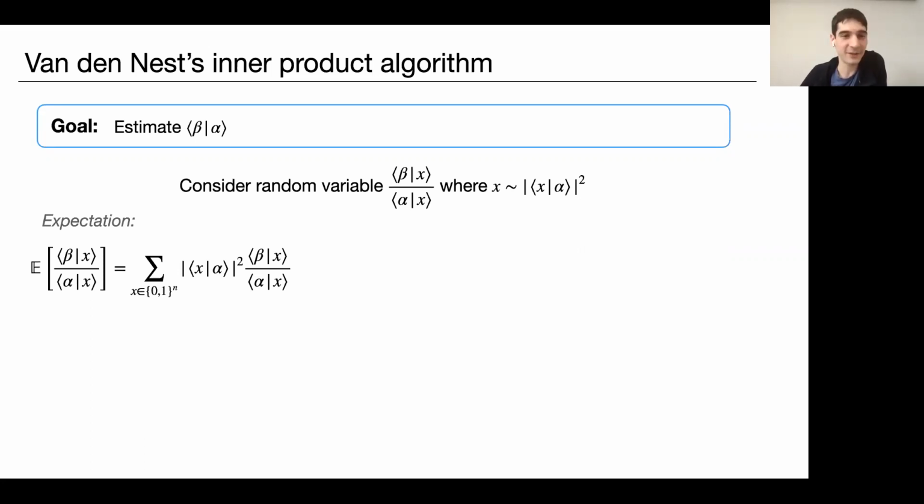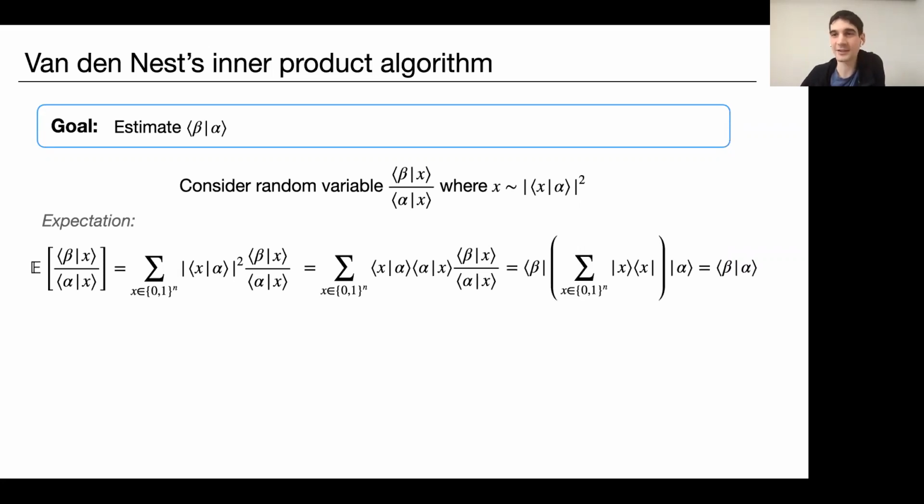Well, the expectation, we can write out the probability. We can expand out this probability. These alpha x's will cancel. And we're just left with the inner product of alpha and beta.